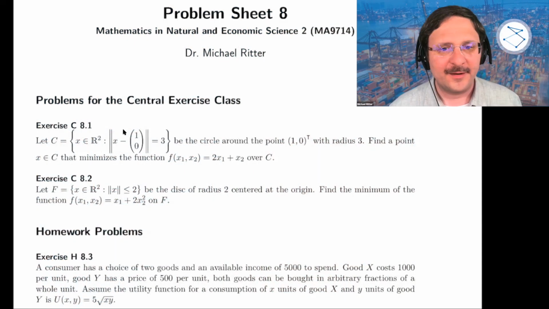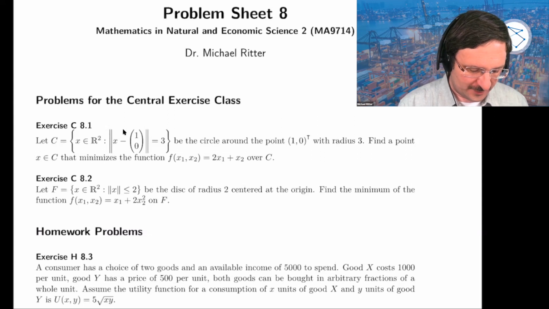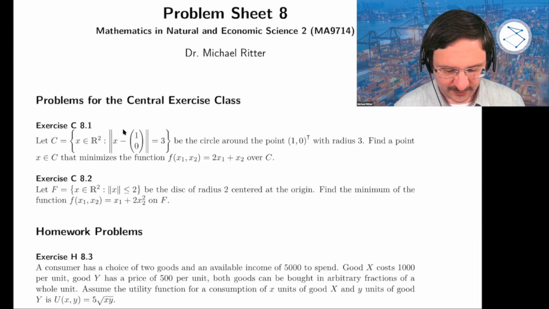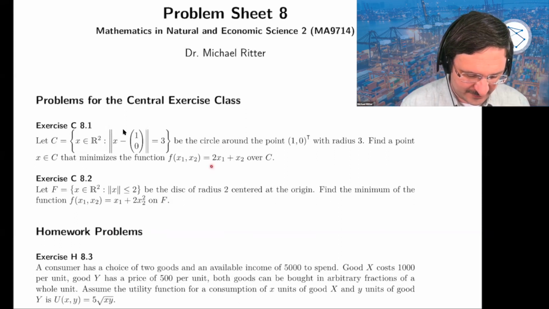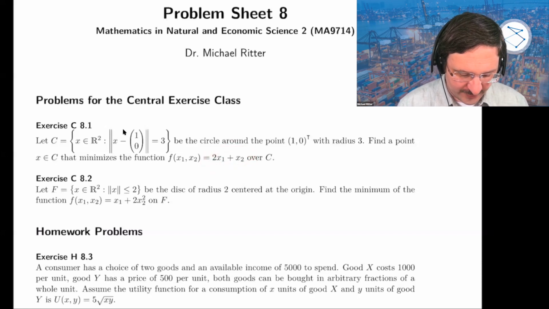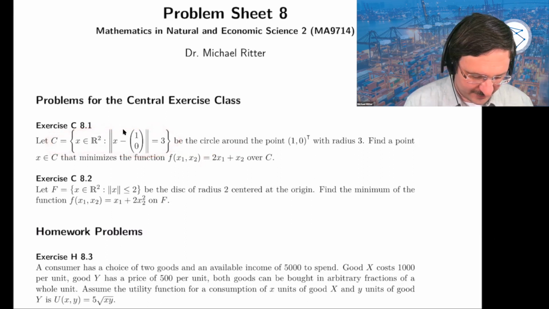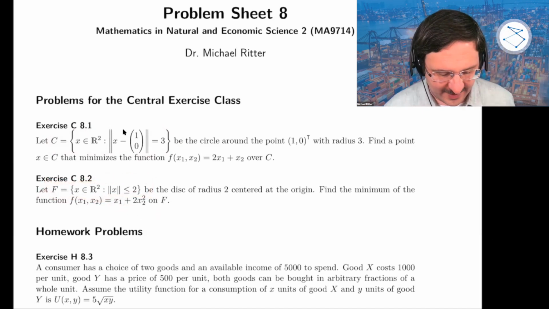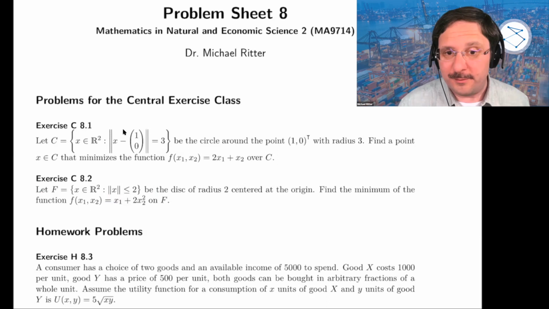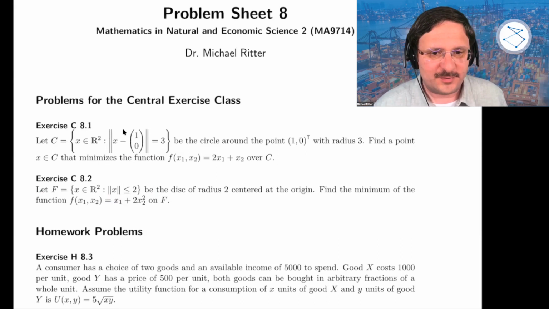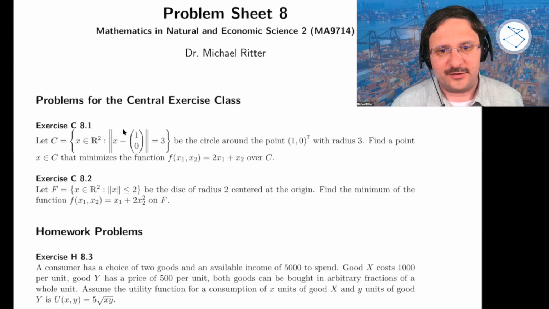Okay, let's start with sheet 8 right away. On sheet 8, we have two problems for the central exercise classes. Both deal with optimization under certain constraints. In the first case, we have this function here to optimize over a set C that is given like this here. And in the other case, we have a set F given like that. And again, we have some function to optimize over F. In both cases, we'll minimize because that's what we discussed in the lecture explicitly. But of course, it shouldn't be hard to adapt that to maximization problems. So if you want to give that a try, feel free to do so.